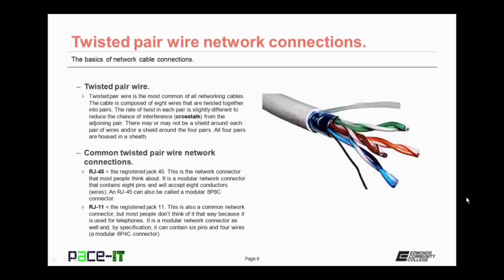Now, twisted pair wire is the most common of all networking cables. The cable is composed of 8 wires that are twisted together into pairs. The rate of twist in each pair is slightly different to reduce the chances of interference, called crosstalk, from the adjoining pairs. It also reduces the opportunity for electromagnetic interference, EMI. Now, there may or may not be a shield around each pair of wires and/or a shield around all 4 pairs of wires. All 4 pairs of wires are housed in a common sheath.